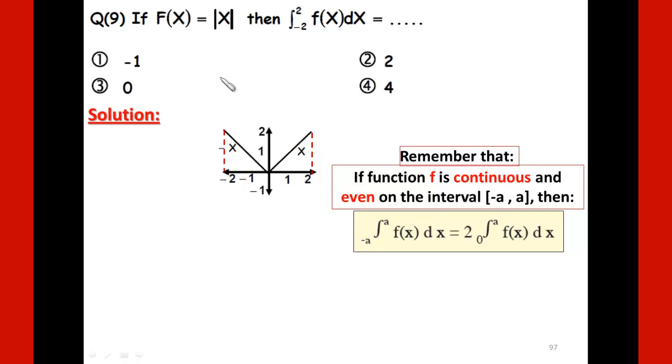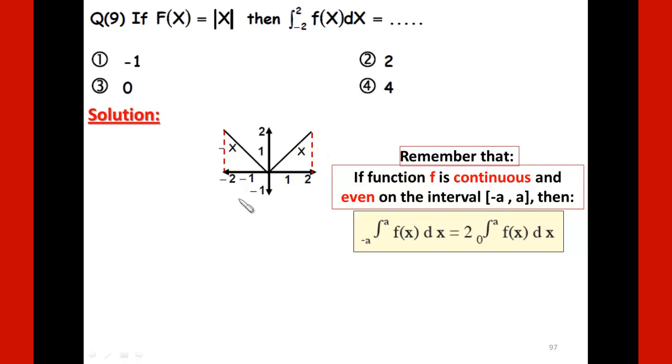f of -2 equals the absolute value of -2, and the absolute value of -2 equals 2. So this point is (-2, 2). Also, this point equals (2, 2): x coordinate equals 2, y coordinate equals 2.